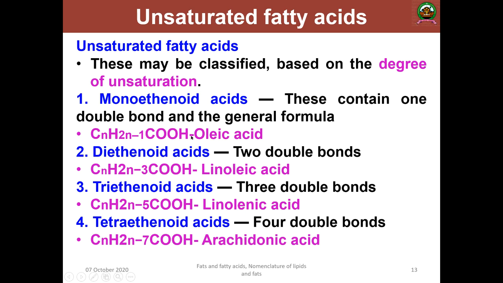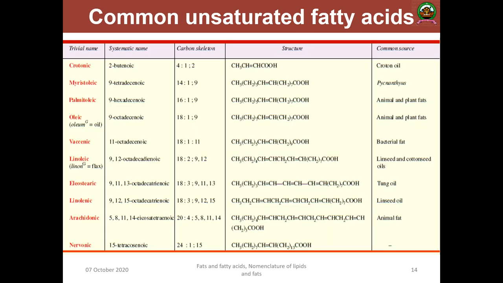The same kind of component with two double bonds is dienoic acid, CnH2n-3 COOH, such as linoleic acid. Then trienoic acid has three double bonds, CnH2n-5 COOH, such as linolenic acid. Then tetraenoic acid has four double bonds, CnH2n-7 COOH, such as arachidonic acid, and so on. All those components have double-bonded carbons. Then these are the common structures. Crotonic acid is 2-butenoic acid, 4:1:2, that is 4 carbon atoms with a double bond at position 2, CH3 CH=CH COOH, found in croton oil.